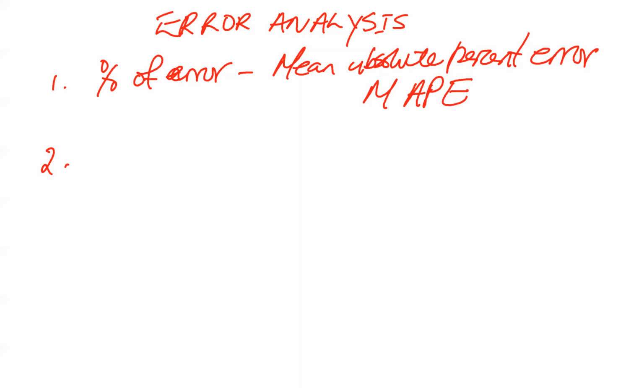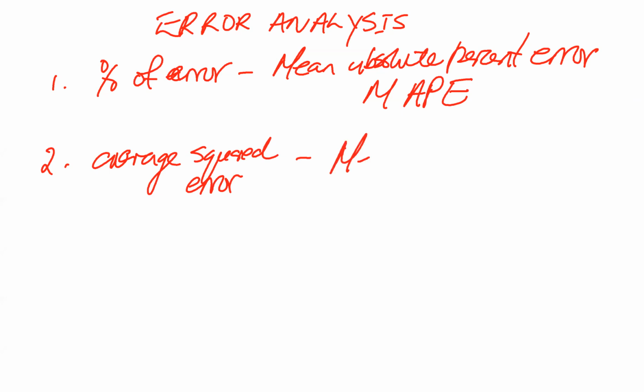The next way to do your error analysis is to use the squared error, the mean squared error, or the average squared error. So remember, another word for average is the mean, right? So the mean squared error, which simply means you find the error, you square it, sum them up and average it, right? So you have the MSE.